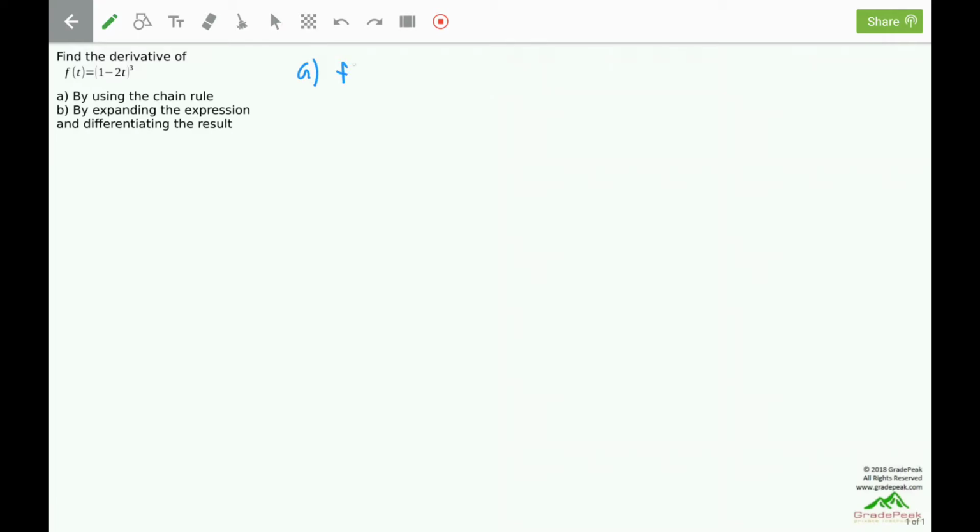For part A, f of t is made up of an entire expression, 1 minus 2t, all raised to the 3 power. The derivative will therefore require the chain rule, since we have an entire expression inside of another function, the 3 power.